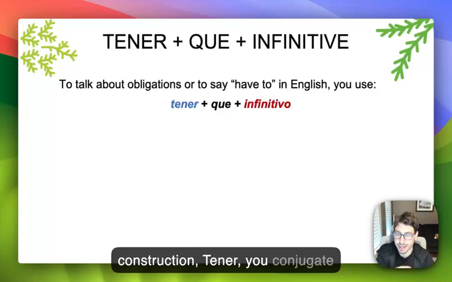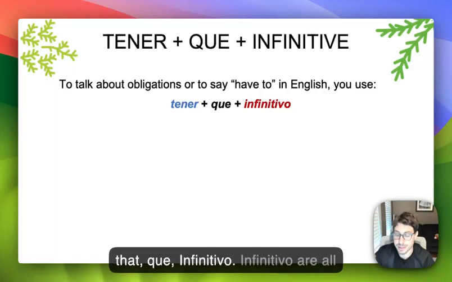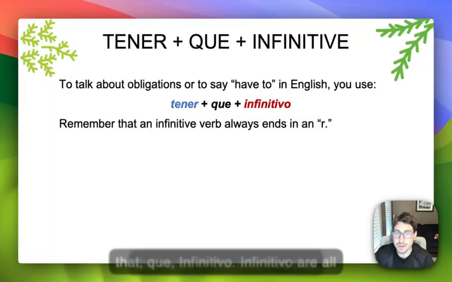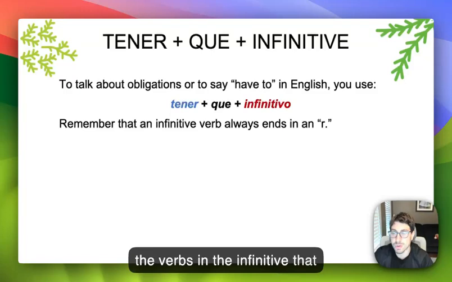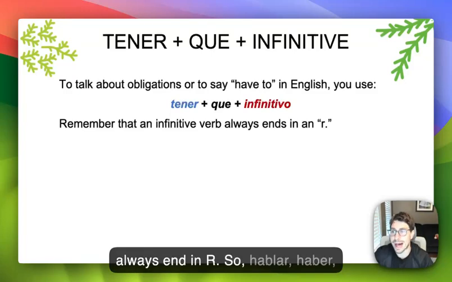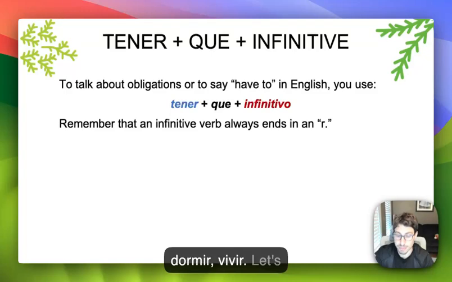Tener, you conjugate that. Que, infinitivo. Infinitivo are all the verbs in the infinitive that always end in R. So, hablar, haber, dormir, vivir.